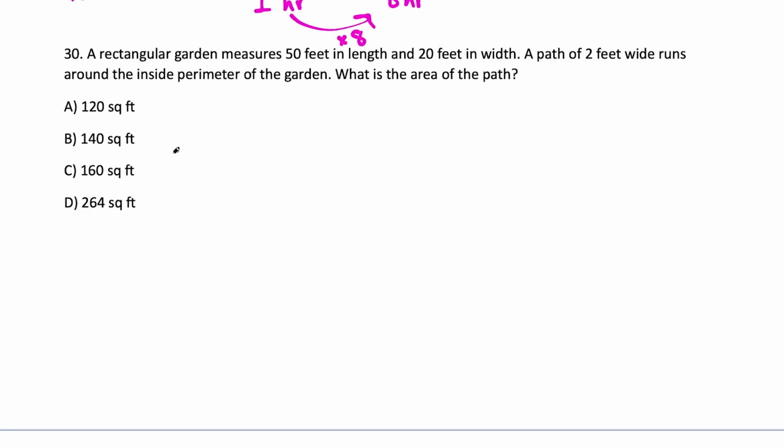Question 30, our last question. A rectangular garden measures 50 feet in length and 20 feet in width. A path 2 feet wide runs around the inside perimeter of the garden. What is the area of the path?